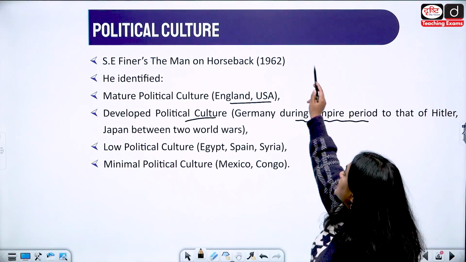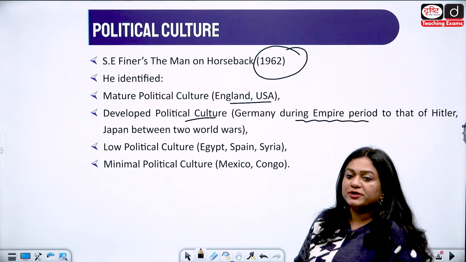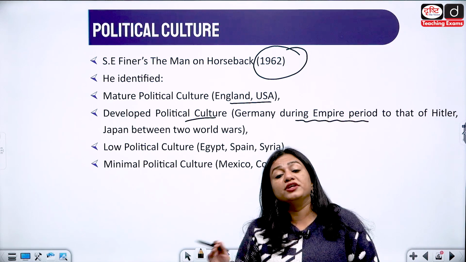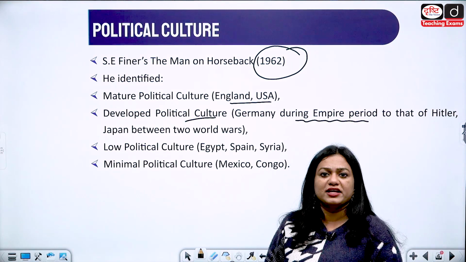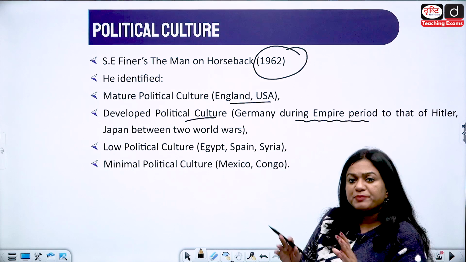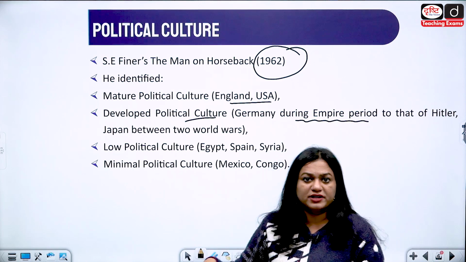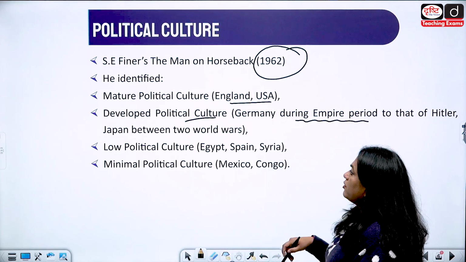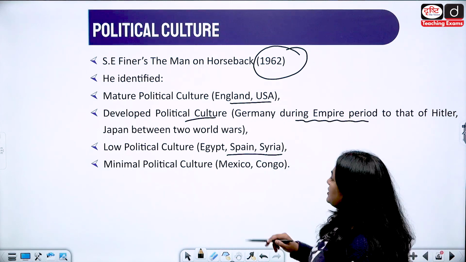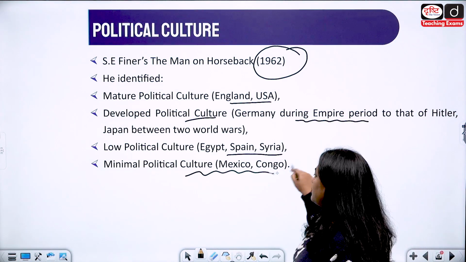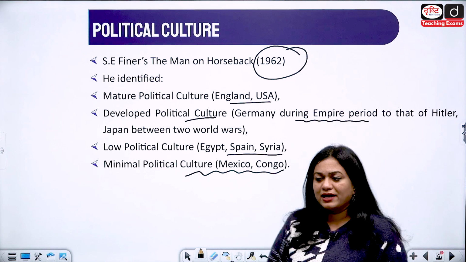Always remember that he was writing in the 1960s. This was the period of decolonization. Many African, Asian and Latin American countries, specifically African and Asian countries, got independence during this period. So low political culture in Egypt, Spain and Syria. Minimal political culture was observed in Mexico and Congo.